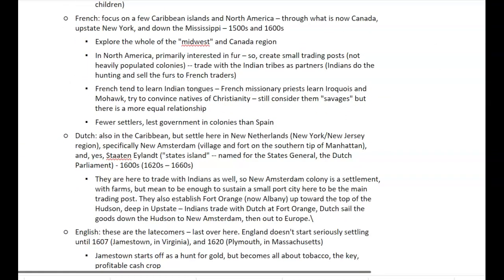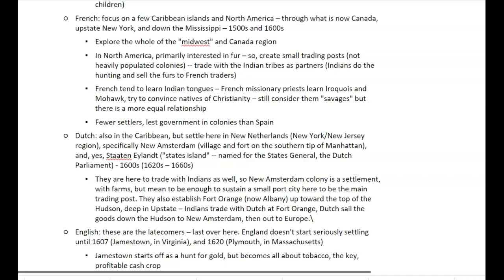The French focus on a few Caribbean islands, but they are more interested than the Spanish are in South and Central America. The French look at North America. They come down through what is now Canada and upstate New York and down the Mississippi River in the 1500s and 1600s. We'll look at a map of this in a few minutes. They explore the whole of what we call the Midwest now and the Canada region. What are they interested in?